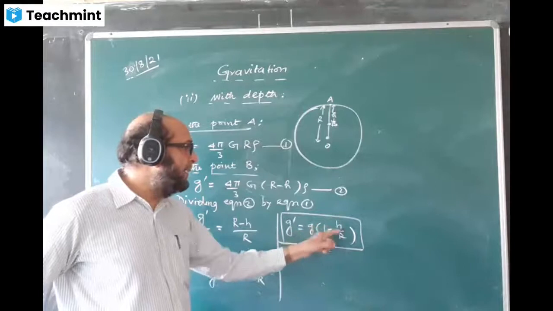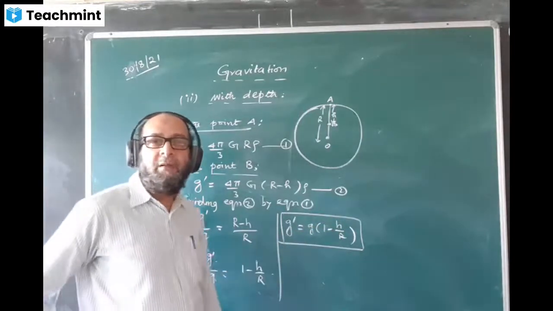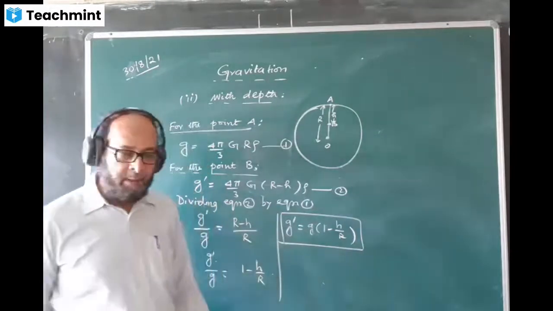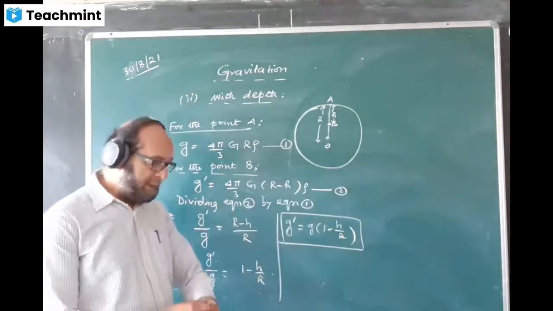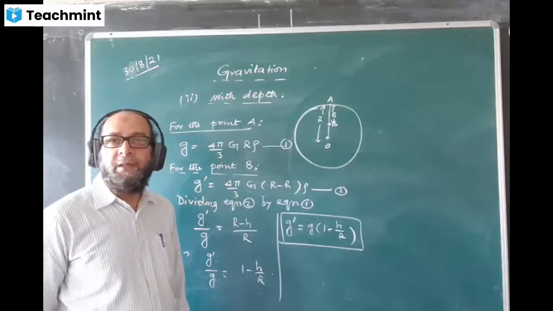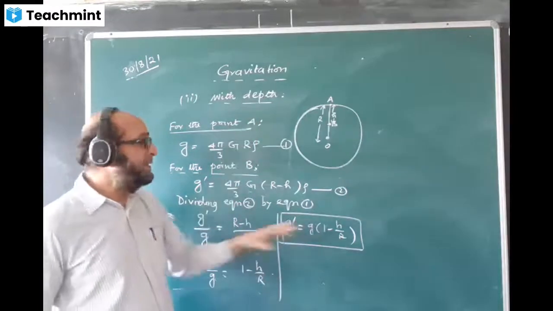G minus H by R times of G, right? And hence the value of G decreases. Write down: hence the value of G decreases with depth. D-E-P-T-H, with depth. It is decreasing here also.